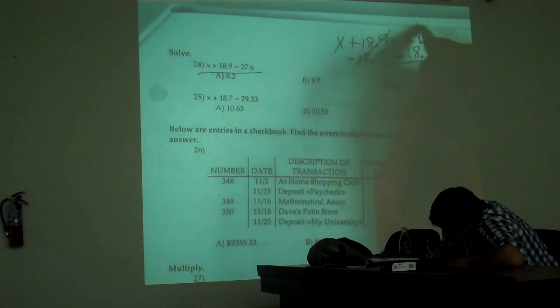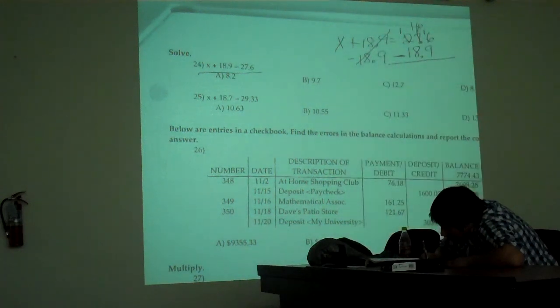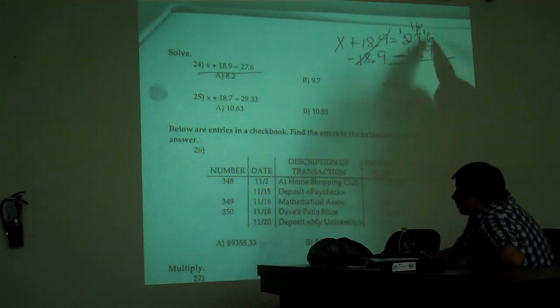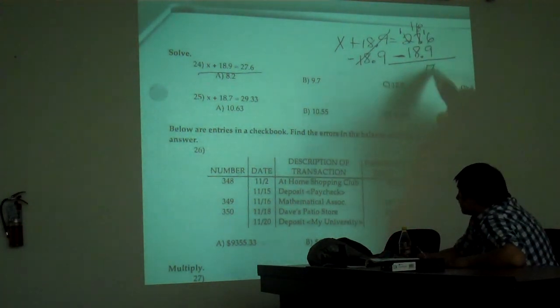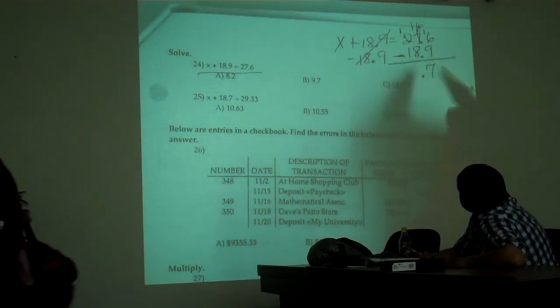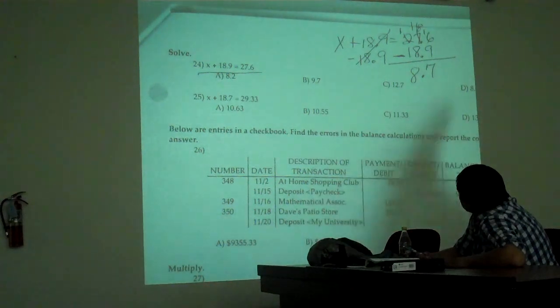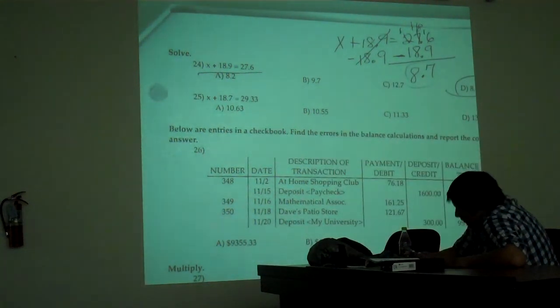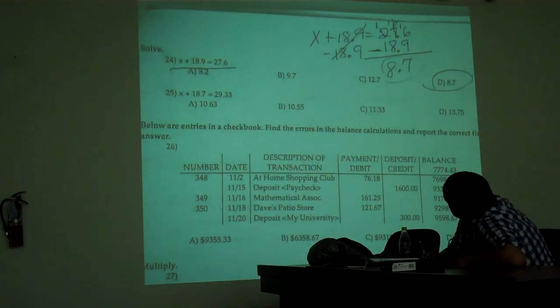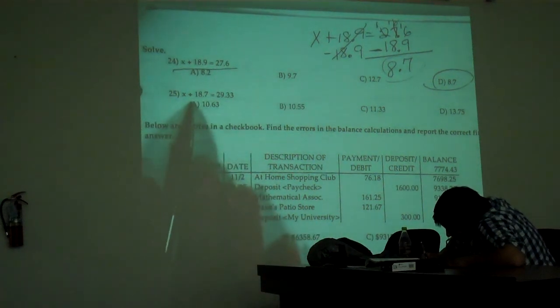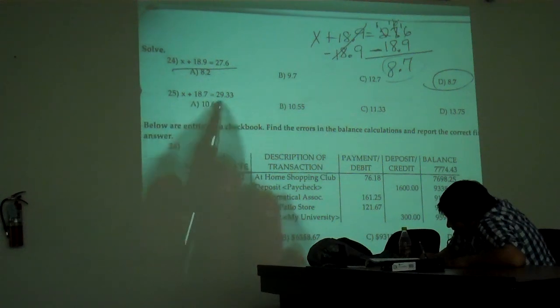Show your borrowing. And you need to borrow there. Okay, 16 minus 9? 7. 7. 16 minus 8? 8. And then 1 minus 1, you don't have to do, right? So 8.7 is D. Okay, this one you're going to subtract 18.7. We're not going to do that one. You can do that on your own.